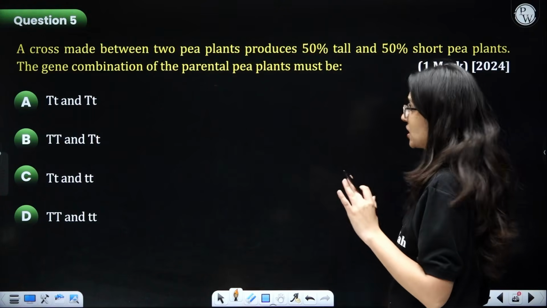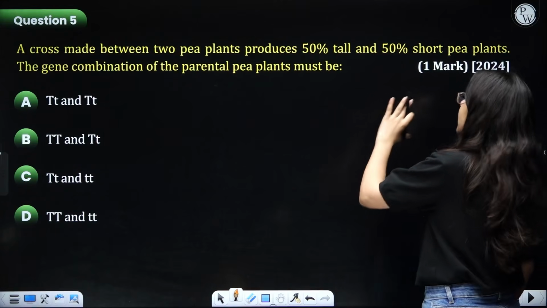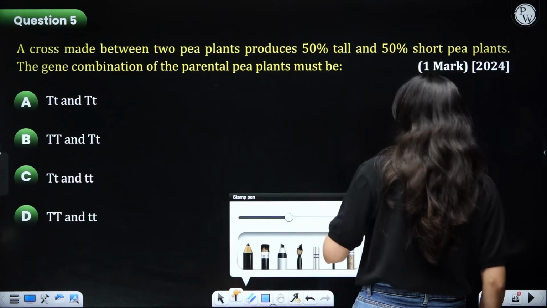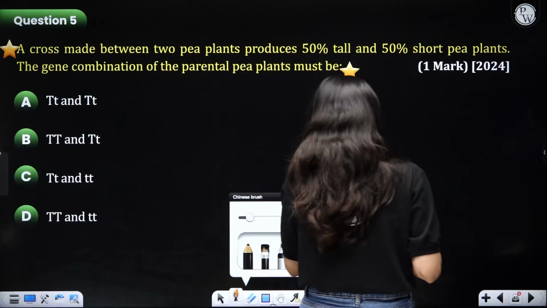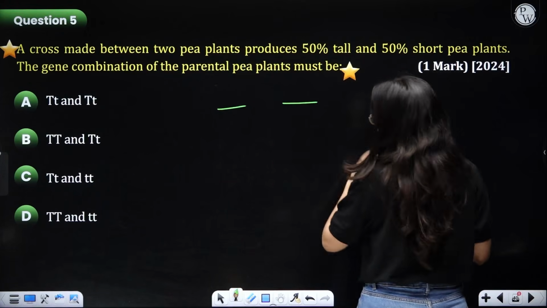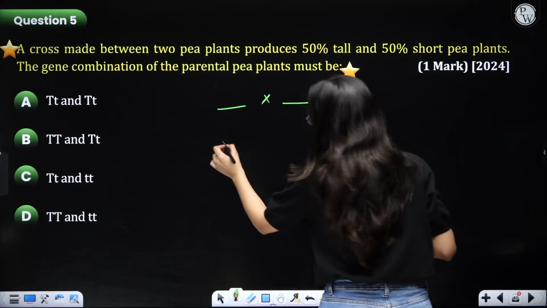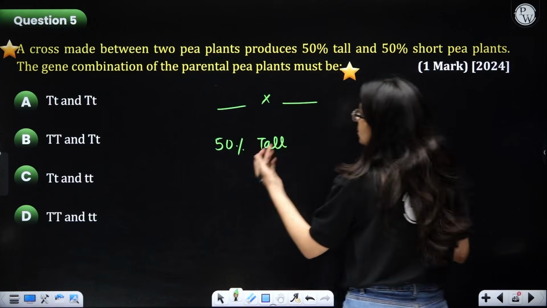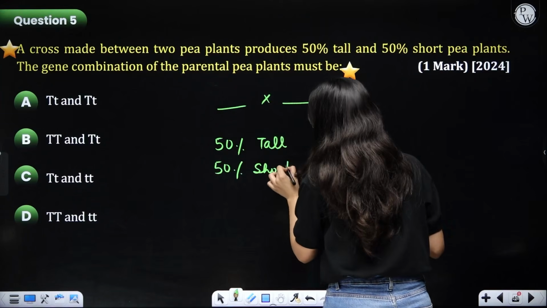Now, question number 5, it says a cross made between two pea plants produces 50% tall and 50% short pea plants. Very nice question, beta. Please mark it as important because it is asking you the question in reverse. Let us try to solve this one also. It says when the cross was made between two pea plants, we don't know what the genotypes of the two pea plants were, so we are just going to mention a dash over here. The progeny was 50% tall and 50% short. Okay, got my point.